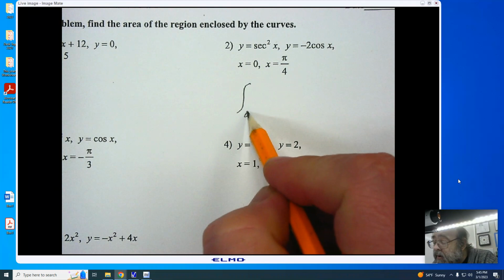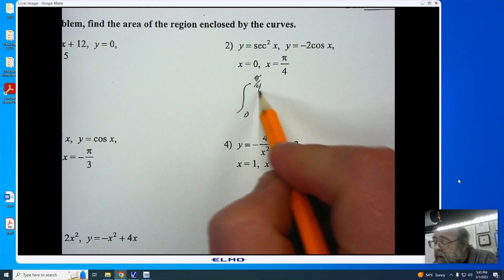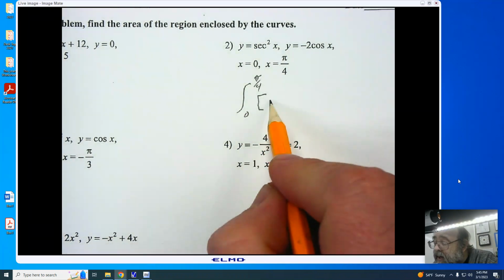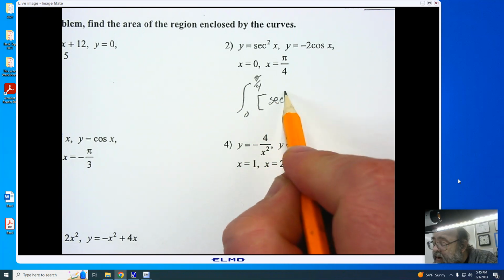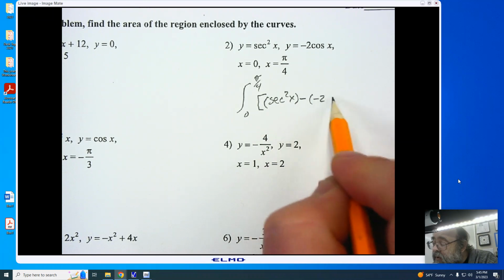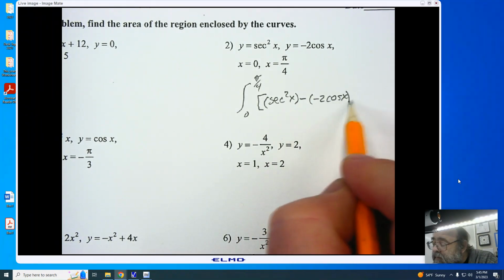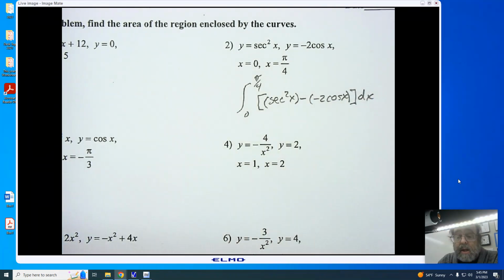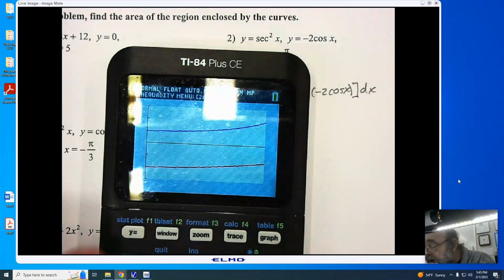According to our endpoints, we're going to go 0 to pi over 4, and we're going to have our upper function, which is the secant squared x, minus the negative 2 cosine x, dx.